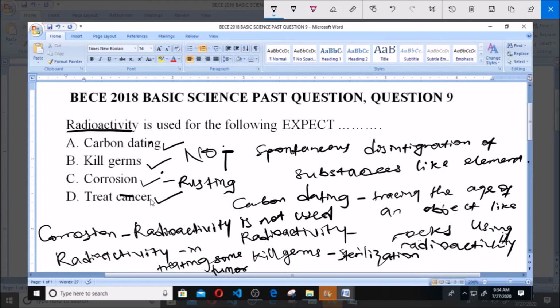So you see that radioactivity has been used in carbon dating, it has been used in killing germs, and it has been used in treatment of cancer. But radioactivity has not been used in corrosion, which is rusting. So from this you see that C is our answer.